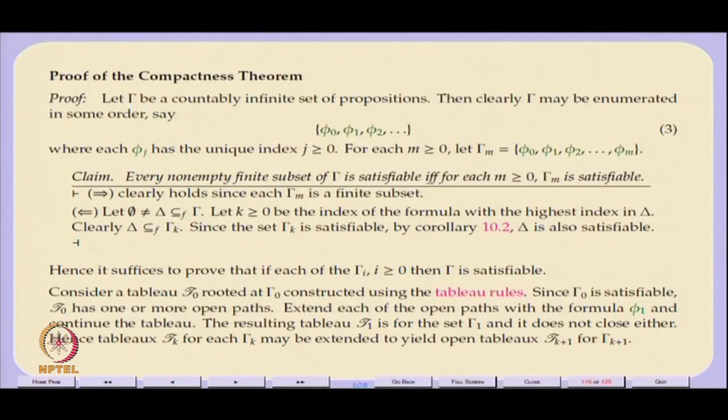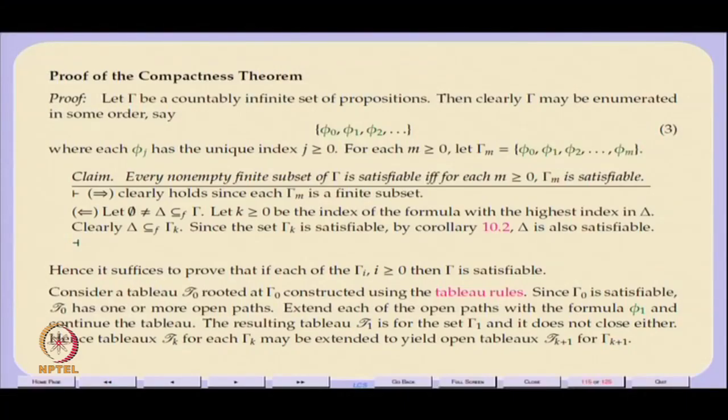One direction is clear. If every non-empty finite subset of gamma is satisfiable, then clearly each gamma m, being a finite subset, is also satisfiable. The other direction: given this particular order of gamma m's, can you make the same claim that all the finite subsets are also satisfiable?